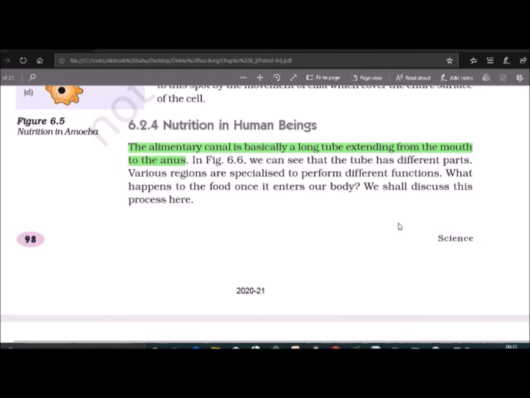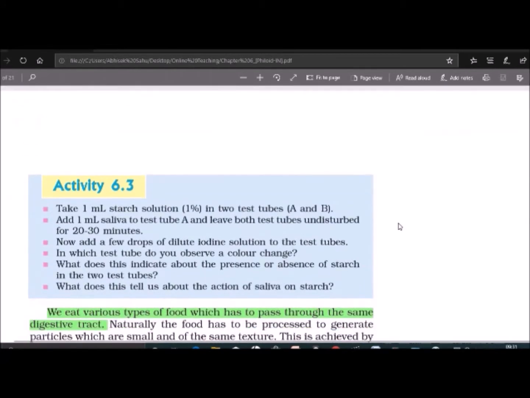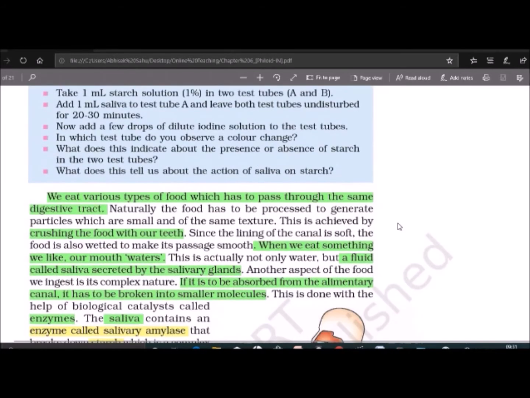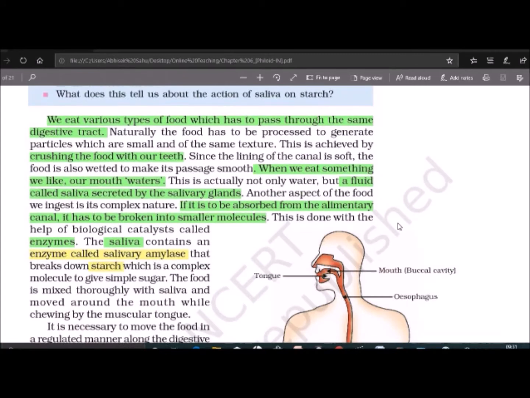A very specific and complex system of nutrition is developed in human beings. The digestive system is the part of the body through which nutrition takes place. It consists of an alimentary canal and the associated glands like the salivary gland, liver, pancreas and gallbladder. So here the first question arises: what is an alimentary canal?